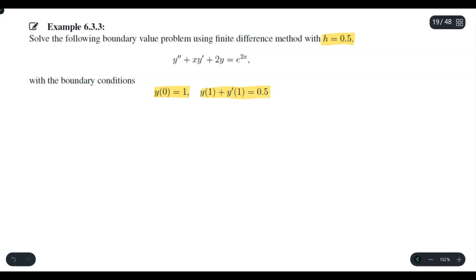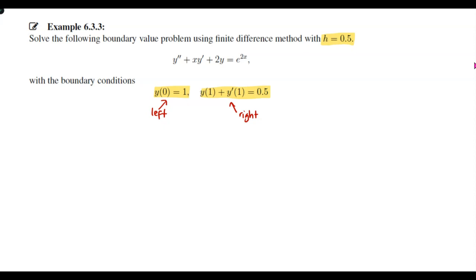So you can see here on the left boundary, there's no derivative involved, so it's okay. But at the right boundary you can see you have the derivative term, y(1) plus y prime(1). So the derivative term could be in both boundaries, or it could be at one of the boundaries, or it can be no derivative at all at both boundaries.